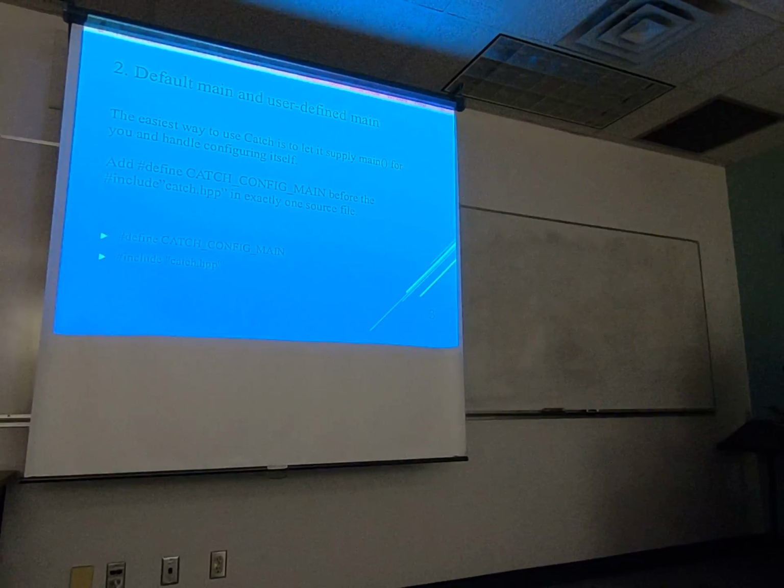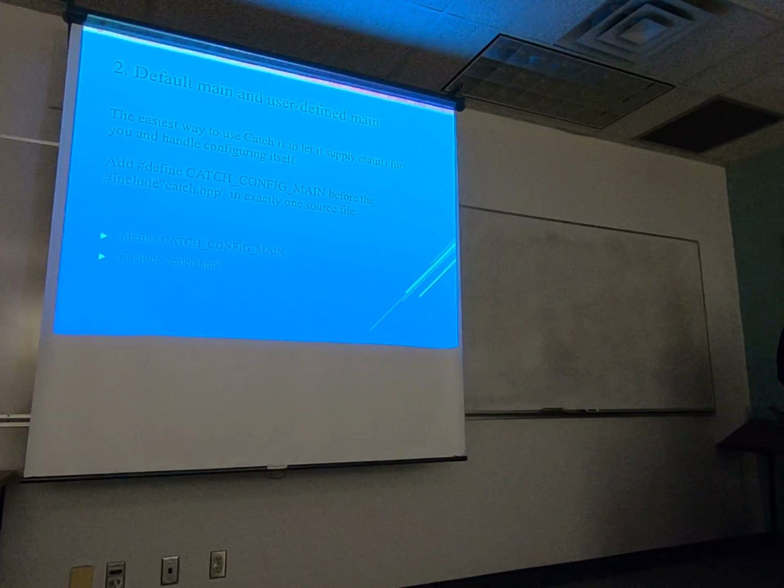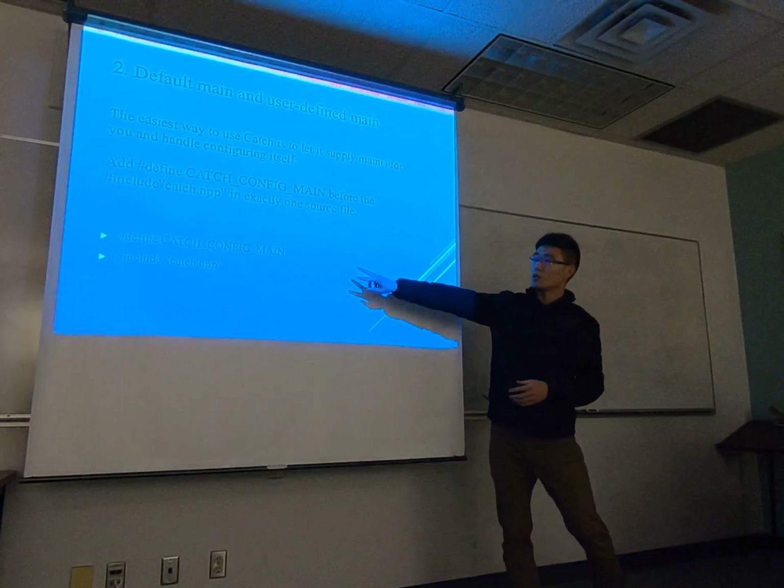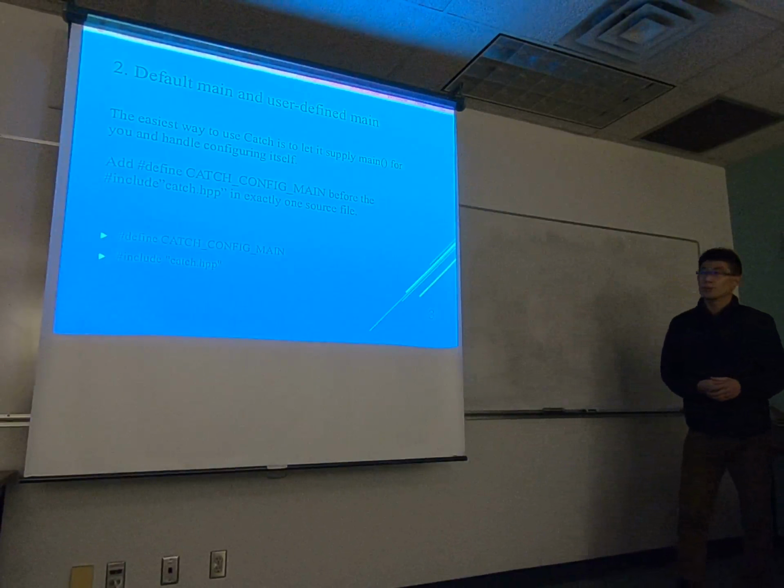And in order to link your project to a target, normally you need to provide a main. So basically, there are two ways. One is to use the default main in Catch itself, and the other one is to provide a user-defined main. The easiest way is to use the main provided by Catch itself. So what you need to do is just add the define CATCH_CONFIG_MAIN before the include header. Basically just these two lines. As long as you have these two lines in your source code, you can build the target.